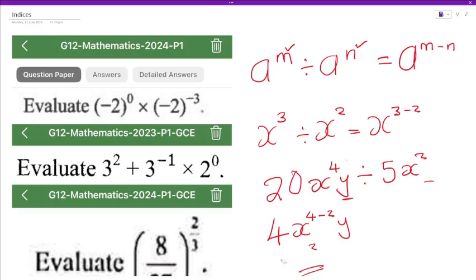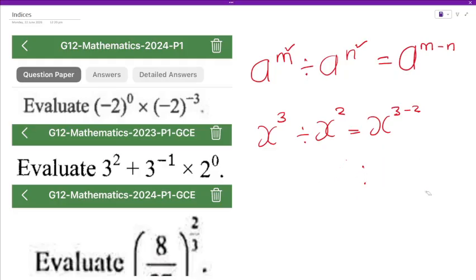We now proceed to double indices. Okay, what are double indices?